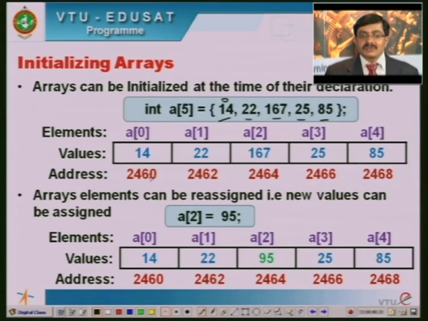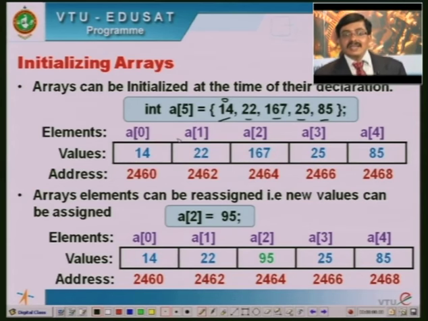So, when you start from 2460, 2462, 2469, I will be using the memory locations. Here we have 10 different bytes of memory. Each integer will take 2 bytes, and here 5 elements I have declared. So 10 bytes of memory is allocated for this particular array A.